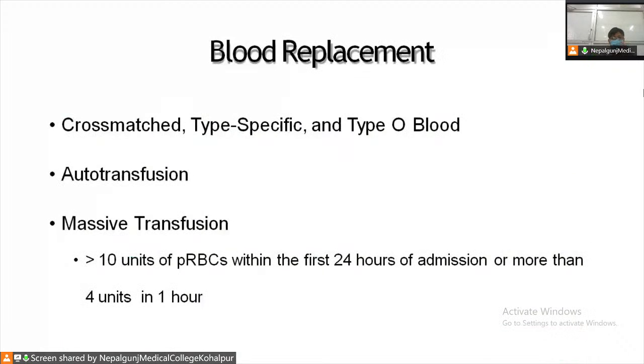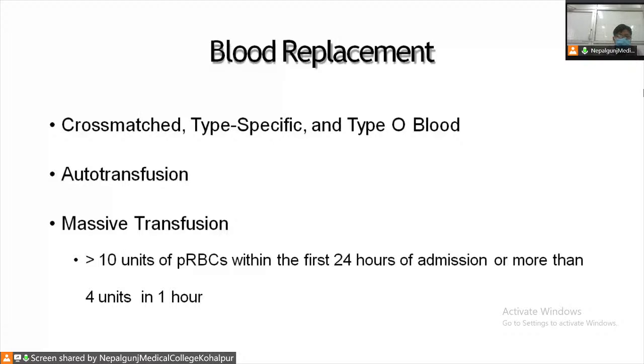Now, cross-match specific blood loss that we discussed. Type O blood group, that is O negative, is usually the universal donor that we can give in this case. Autotransfusion is indicated if the surgery is planned: we take the blood and store it, usually 2 weeks prior to the surgery, and then give it during the operation. That is autotransfusion.